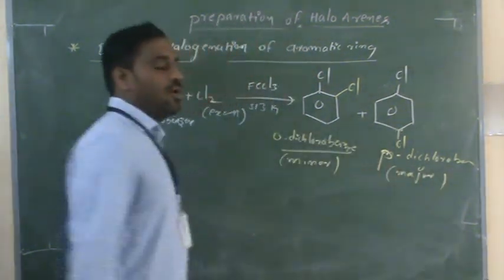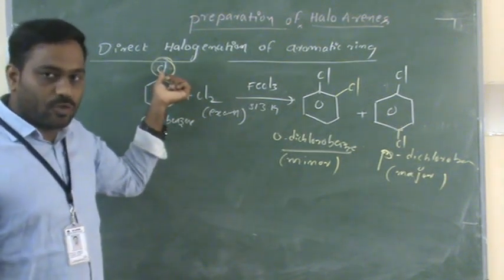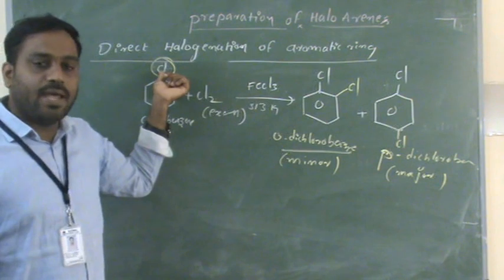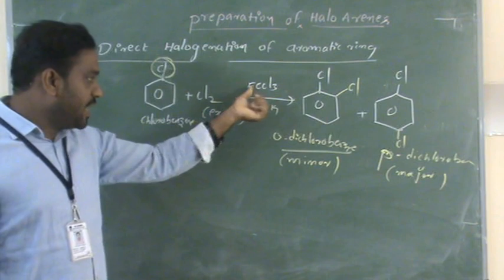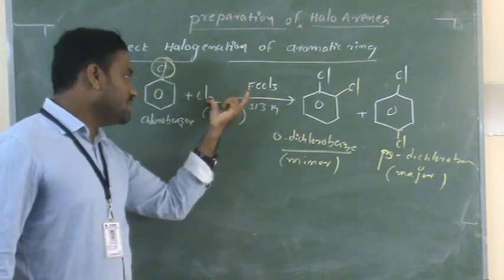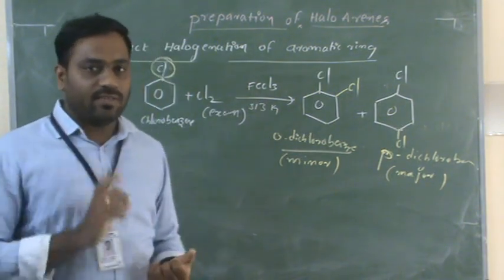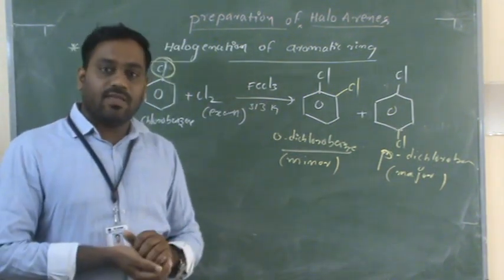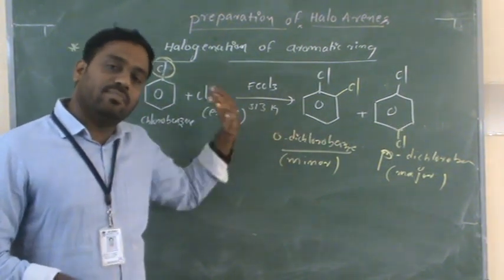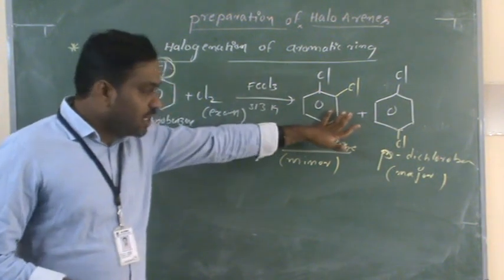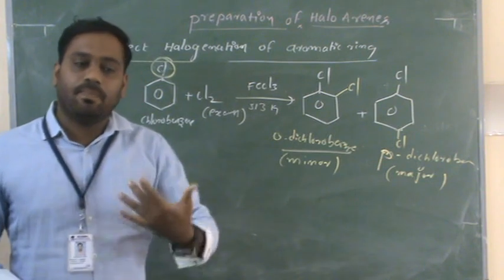Why are we getting two products here? Because this chlorine is an OP directing group, nothing but an ortho, para directing group. It directs the incoming electrophile. After reacting Cl2 and FeCl3, an electrophile is generated, that is called Cl+. That Cl+ is going to attack the ortho position and also the para position. The major attack is at the para position.